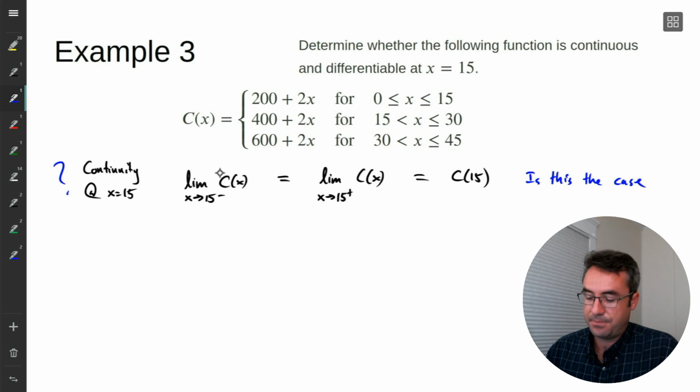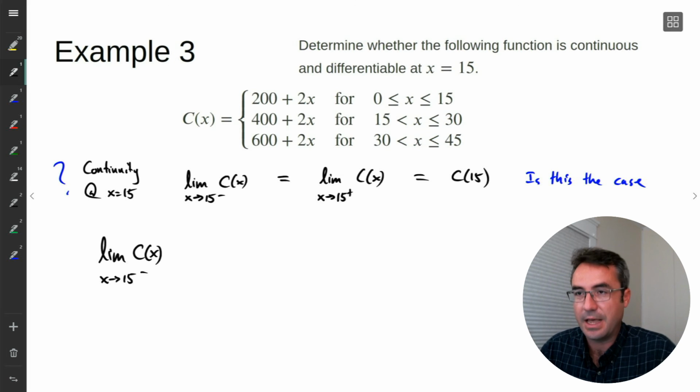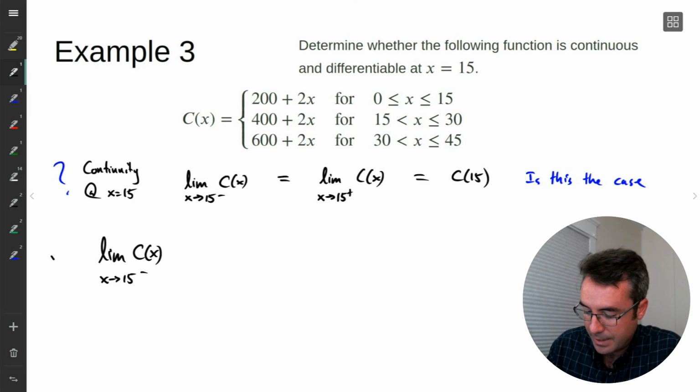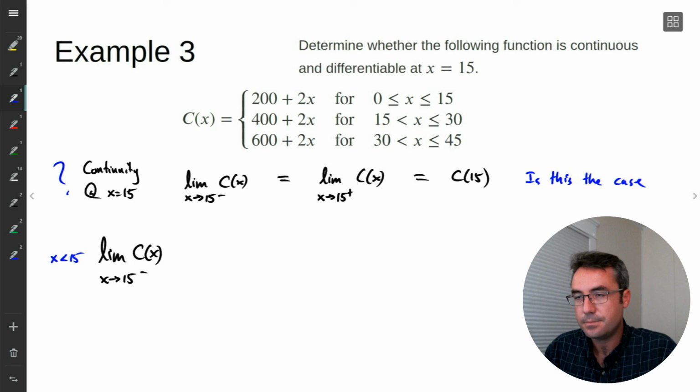All right, so let's start with the left side limit here. Let's do the limit of c of x as x approaches 15 from the left. So the question is, x is approaching 15 from the left. Which piece should we use? Should we use this piece or this piece? If we're approaching from the left, that means we're using values that are slightly smaller than 15. So here, x is slightly smaller than 15. That puts us in this first piece, so we're going to use 200 plus 2x.